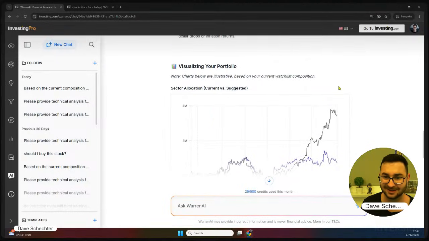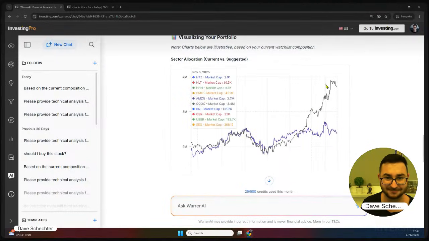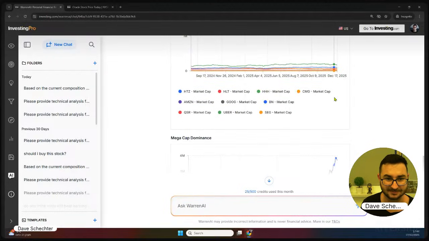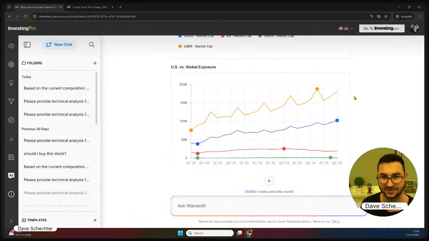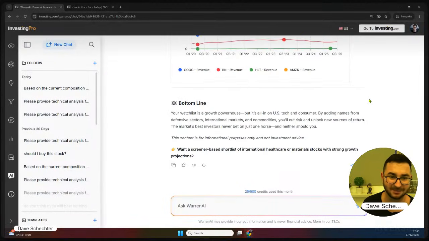Here is a chart of the portfolio, US versus global exposure. And here's the bottom line. Bottom line is that it's a growth powerhouse, but it's all focused on US stocks. Adding names from defensive sectors and international markets and commodities will be able to cut your risk and unlock new sources of return.